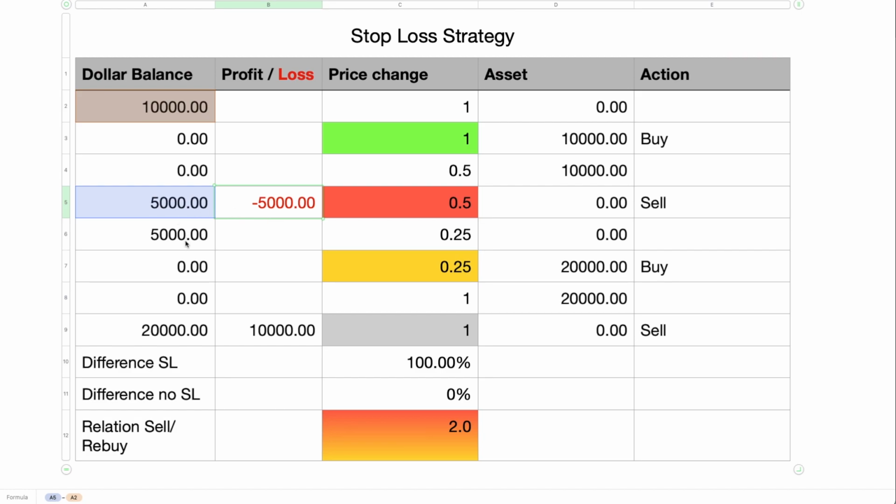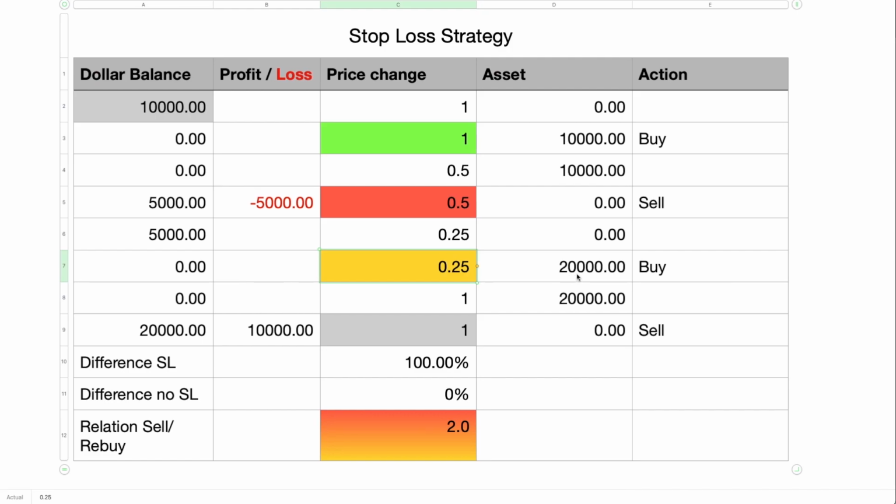Let's assume you do that. Let's assume the price drops further to 25 cents. And with the $5,000 you still have, you buy again XRP. Whoa, this time you get 20,000 XRP. Wow, that's crazy. I just had a loss before of $5,000 and now I have 2 times more XRP than I had when I initially bought in 2018 for $1. That's crazy, but it works like that.